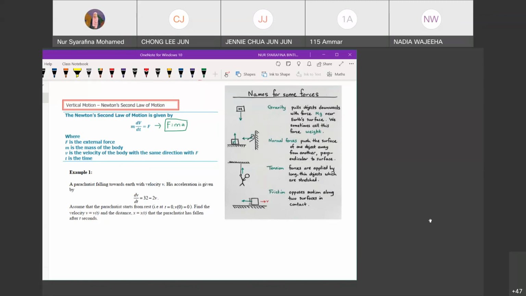Separable. Okay, so it is a separable equation. So now let's take a look at this. A parachute is falling towards us with a velocity v. So its acceleration is given by this. Assume that the parachute starts from rest, right? Rest when t equals 0, v equals 0. Find the velocity v(t) and the distance x(t) that the parachute has fallen after t seconds.